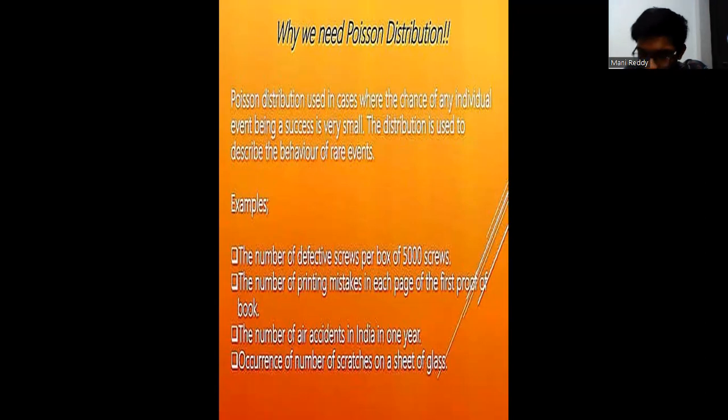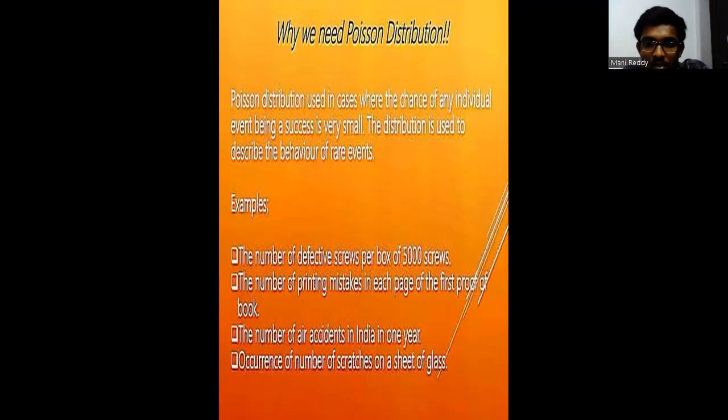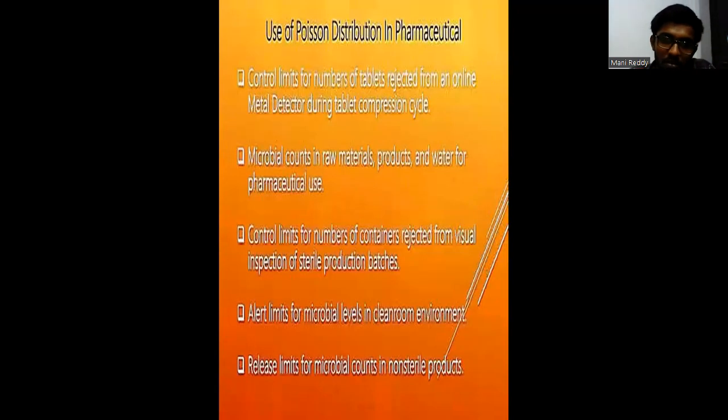Here, in the first slide, what we learned is that the number of trials becomes very large and the probability of success is very small. Here, the number of accidents in India in 1 year: accidents are occurring more. So this is one Poisson distribution. The occurrence of the number of scratches on a sheet of glass is also another example.